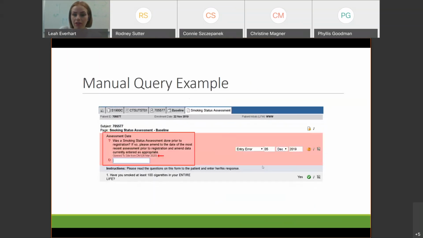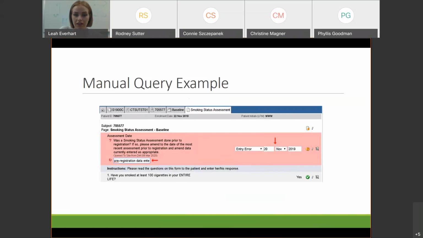So the other type of query you'll see is a manual query from a data coordinator. The main difference between system and manual queries is that even if you change the data, you must also leave a response if the response box is present. You can tell this is a manual query because it says "site from DM" instead of "site from system." There's a response box, so you can enter a response and, if appropriate, fix the data. However, because this is a manual query, a response is required even when the field is amended. Next slide, please.